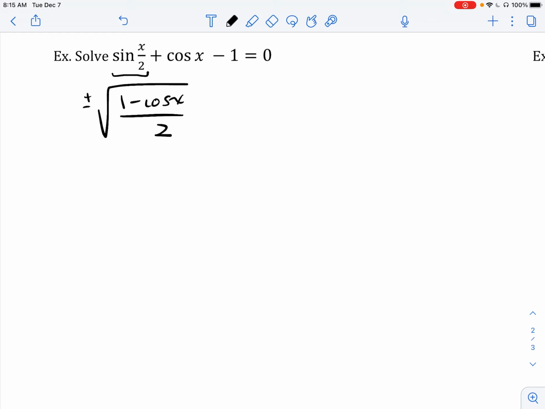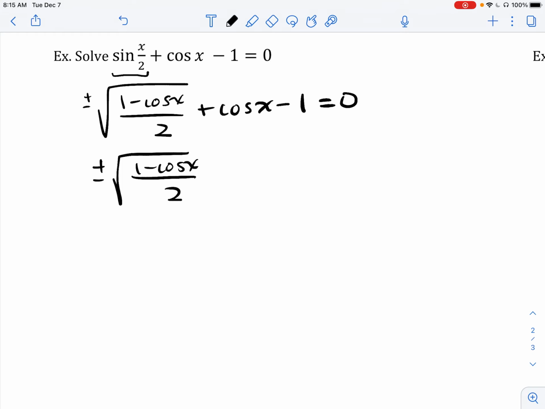Now, I notice that this is all in terms of cosine, so I can write plus cosine x minus 1 is equal to 0. In my next step, I'm going to move all of this over to one side. That is to say, I want to move these terms to the other side, so I'm going to write this as 1 minus cosine of x. And the reason I'm doing that is so that I can square both sides.